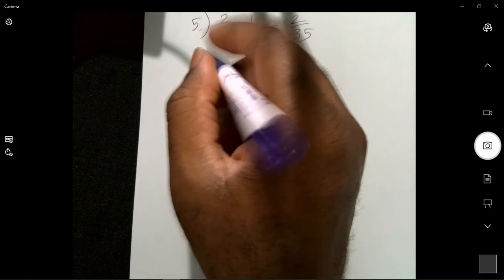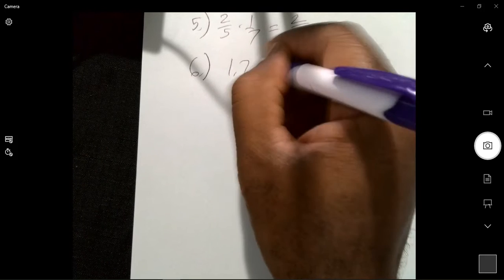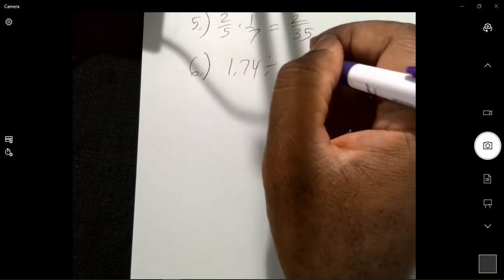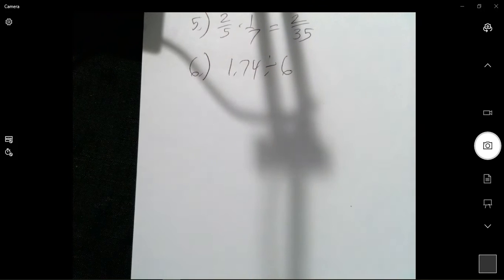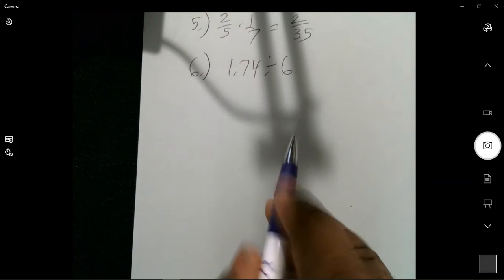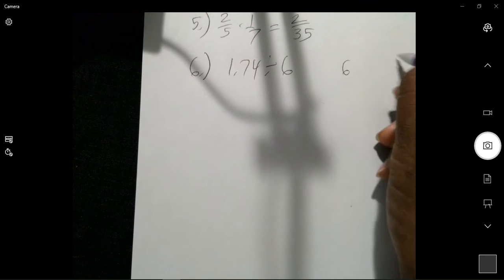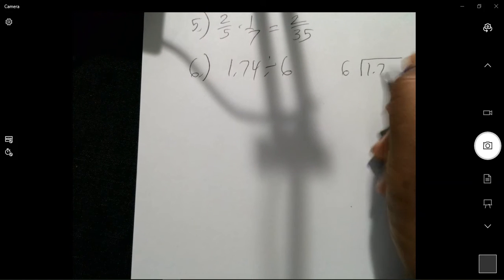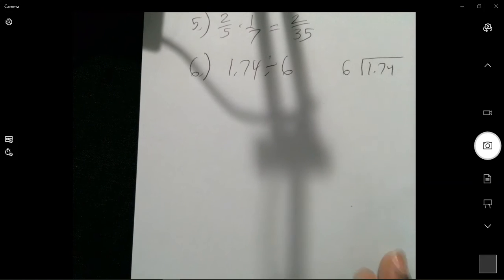Now, the next problem was number six. Number six was supposed to be 1.74 divided by 6. Now, what you were supposed to do with this, if you were doing this out longhand, is take 6 into 1.74.